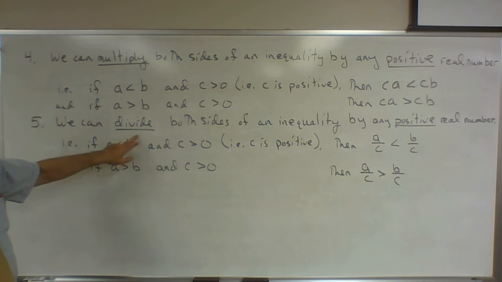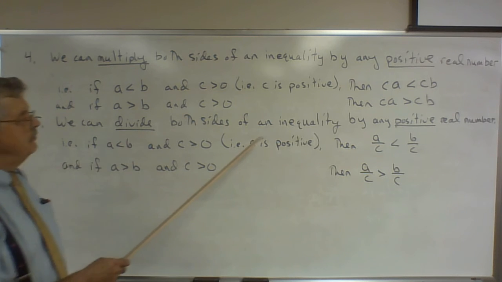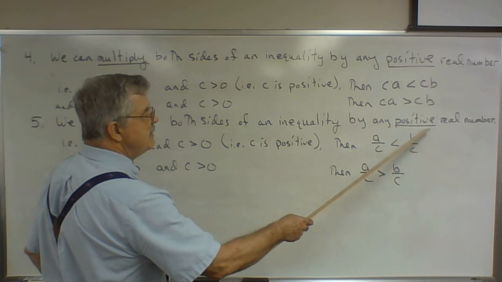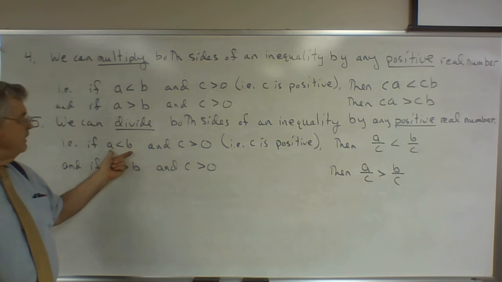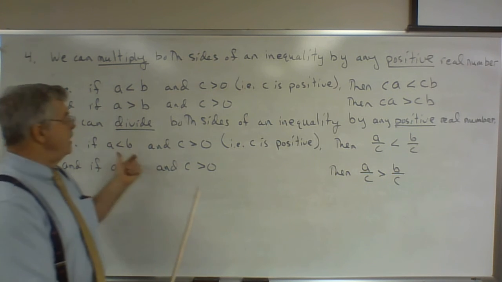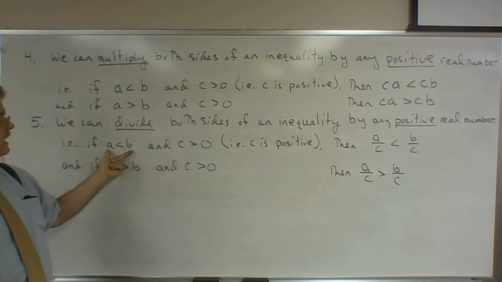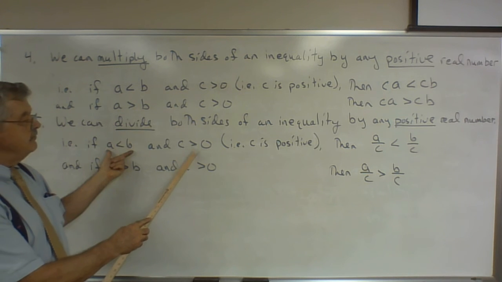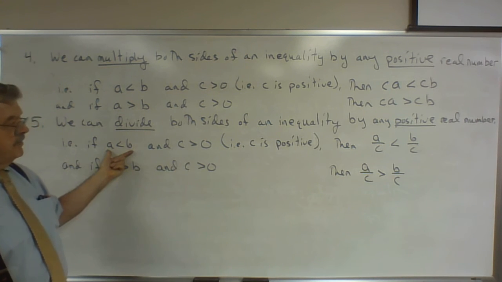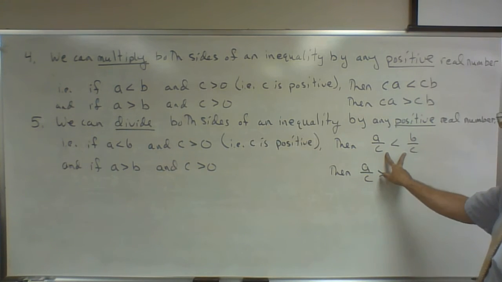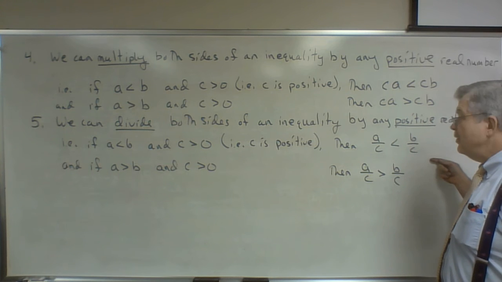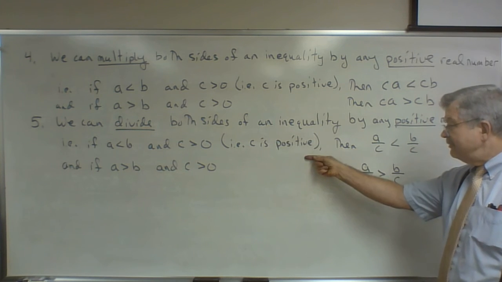We can also divide both sides of an inequality by any positive real number. So if A is less than B, the inequality is pointing in that direction. A is less than B, and C is positive. Then if we divide both sides of the inequality by C, the inequality still points in that direction.